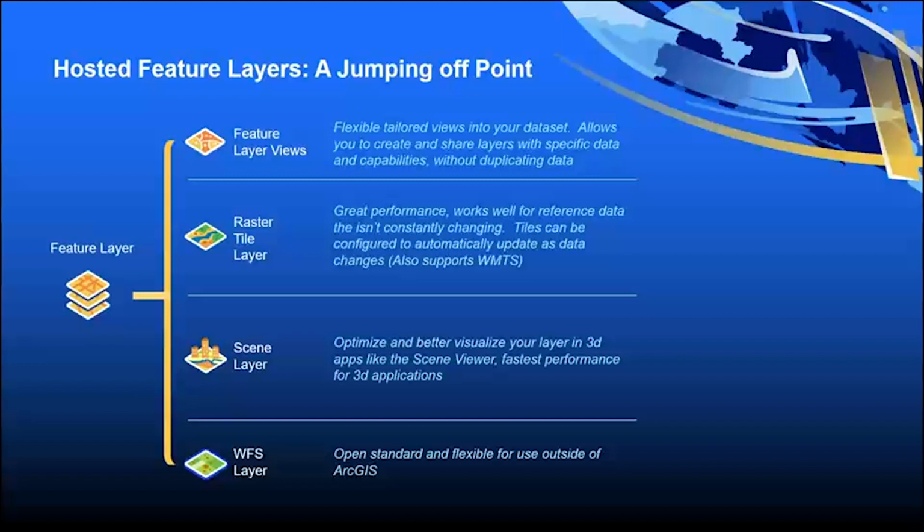You can also create raster tile layers and scene layers from your feature layer. A scene layer is an optimized 3D layer for use in 3D scenes. You can also deliver the data through WFS. And later this year, you'll be able to deliver it using the OGC API for features. That's the next generation feature endpoint for OGC. And also later this year, you'll be able to create vector tiles from that one feature layer.